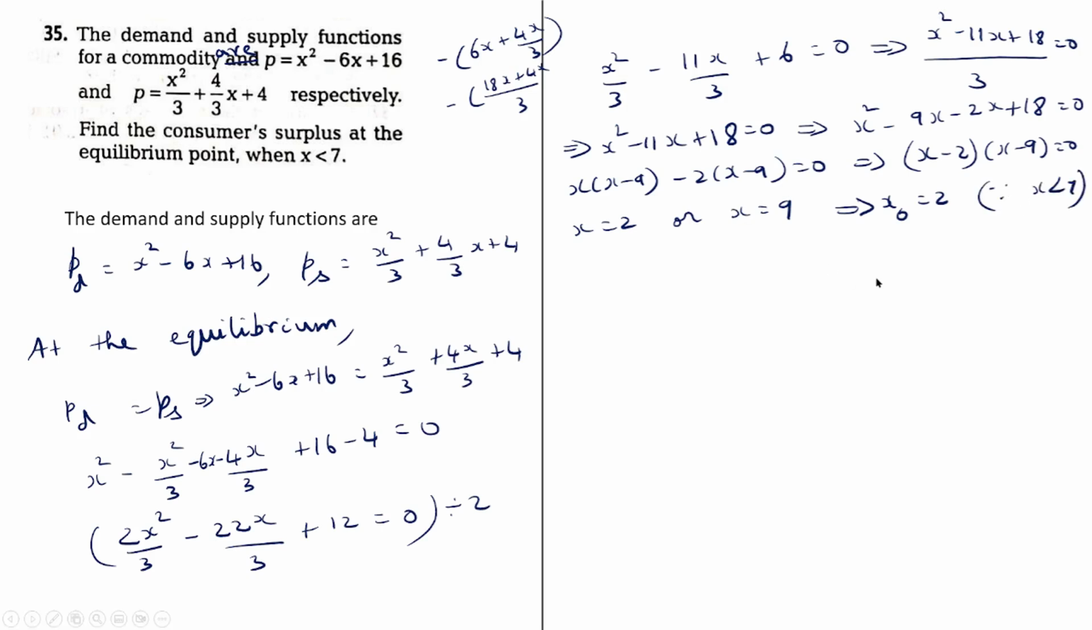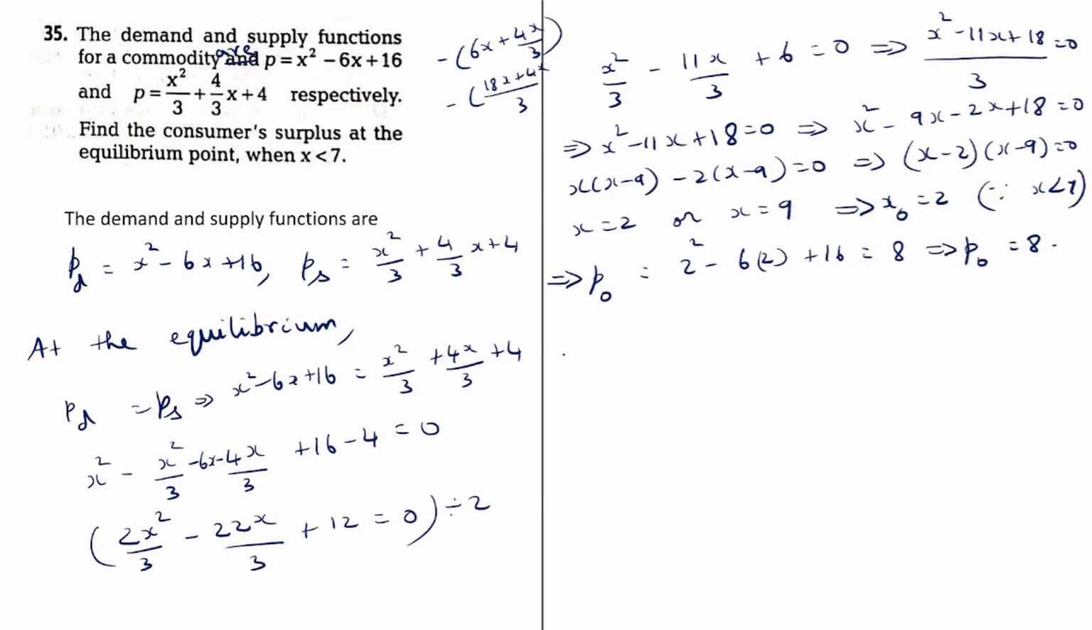Now we can find the value of P by substituting x naught as 2. This implies P naught is equal to, I am substituting in this demand function, x square minus 6x plus 16. 2 square minus 6 into 2 plus 16. So it is 4 plus 16, 20 minus 12, 8. So x naught is 2 and P naught is 8.